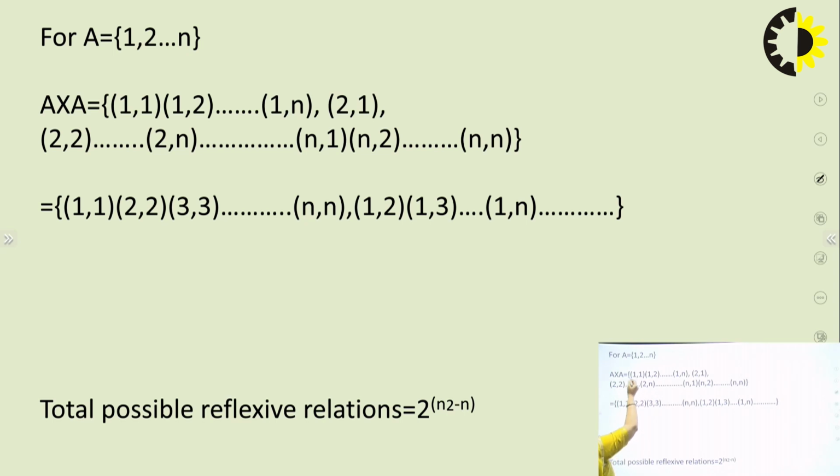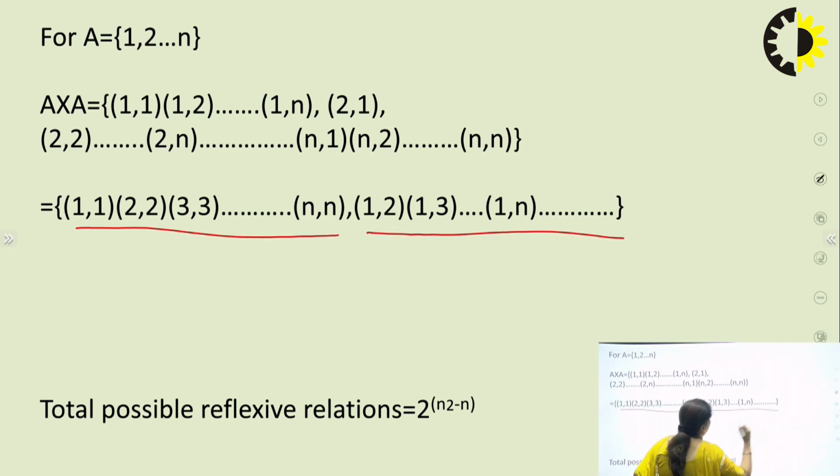So if I have a set A with n elements, that is 1, 2 up to n, then my A cross A will contain (1,1), (1,2) and this way up to (n,n). Now what I try to do is first divide this entire thing into two parts. One, I'll have all the diagonal elements, and then I'll have the remaining elements.